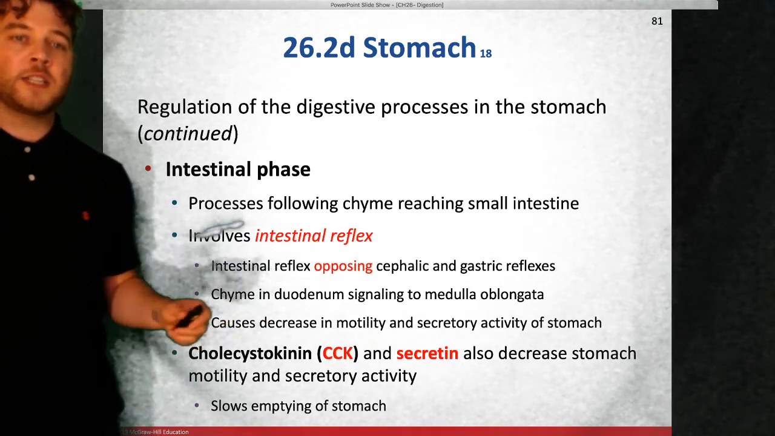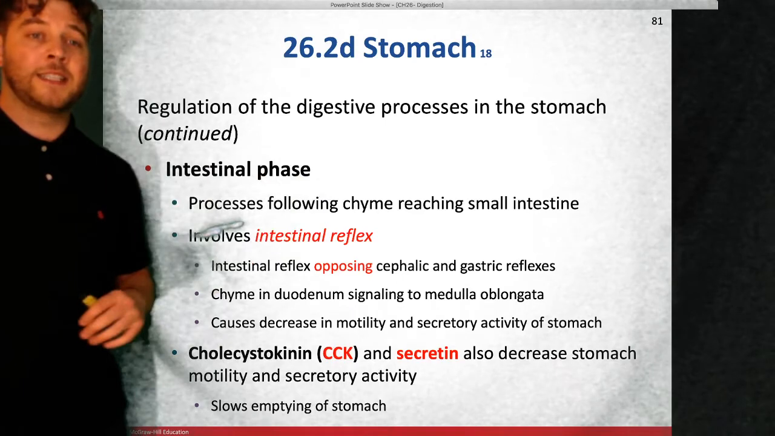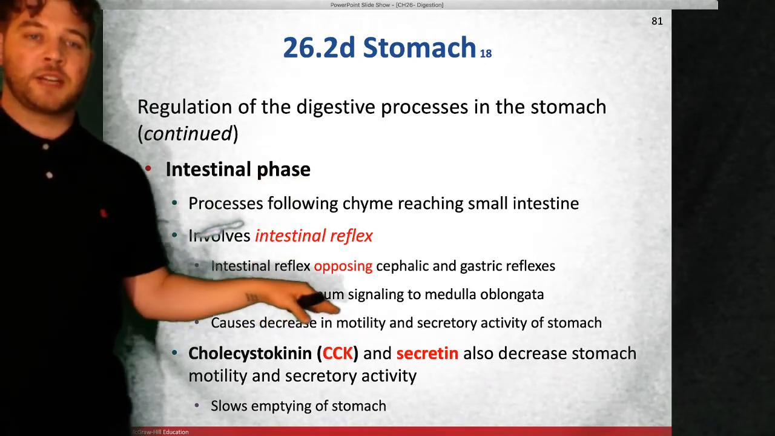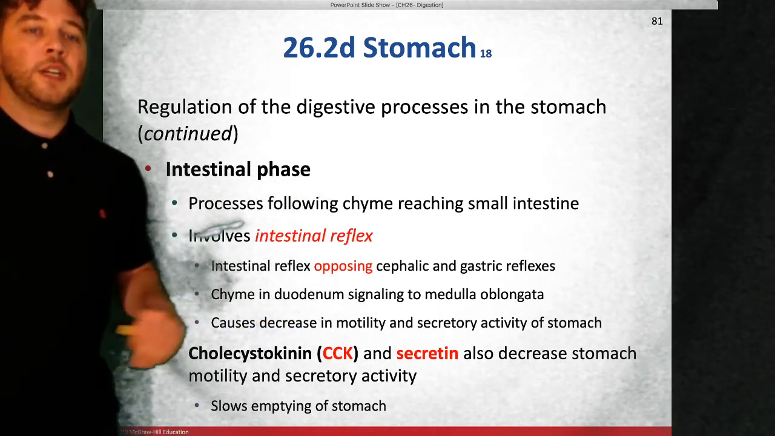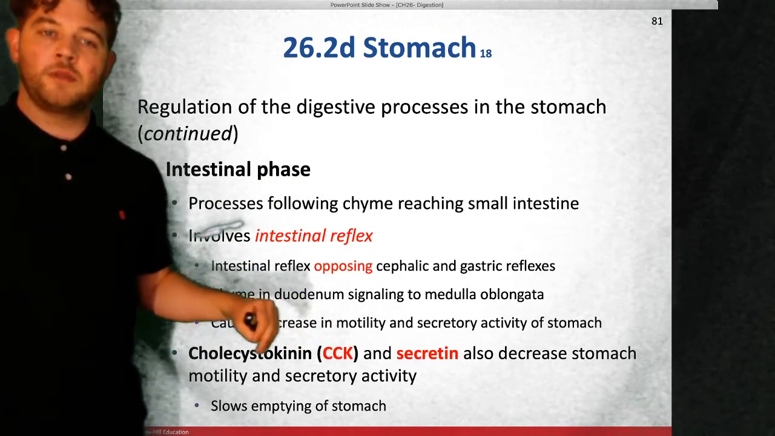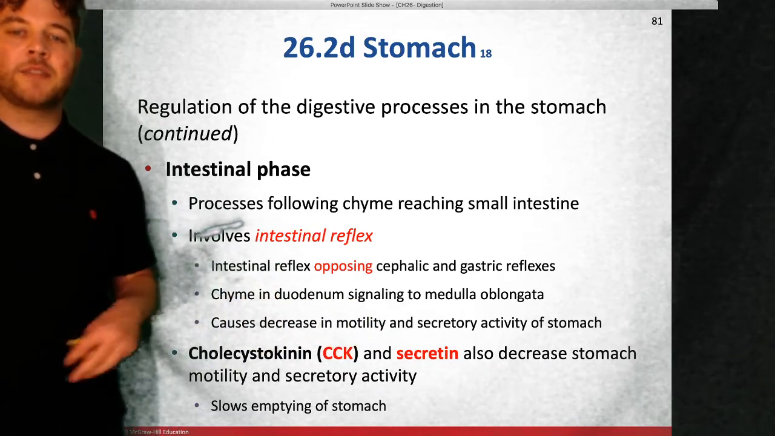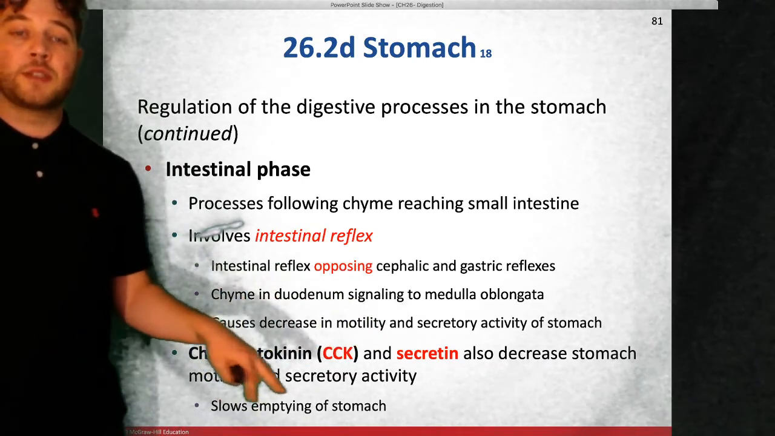The chyme in the duodenum initiates signals to the medulla oblongata, causing a decrease in motility and secretory activity of the stomach. You also have cholecystokinin, CCK, perfectly fine abbreviation for you to use, and secretin that decrease stomach motility and secretory activity, slows emptying of the stomach.